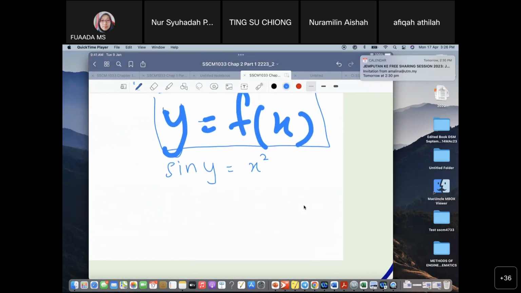Rasa-rasa awak lah nak jadikan dia sama dengan kosong. Sin y equal to x squared nak jadikan dia sama dengan kosong. Apa you kena buat? Pindah x square. Yes, thank you. So you have to rewrite sin y. Saya letak bracket supaya nanti you tak salah baca pula. Maknanya sekarang sin of y. Bukan sin darab y. Sin of y minus x square equal to 0.